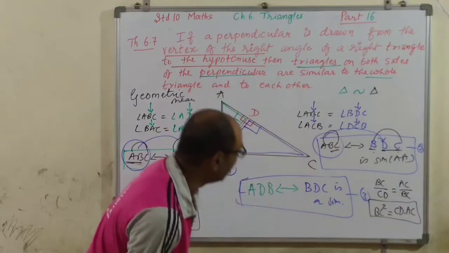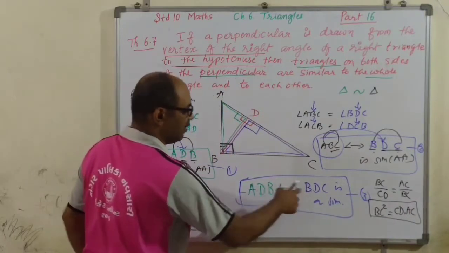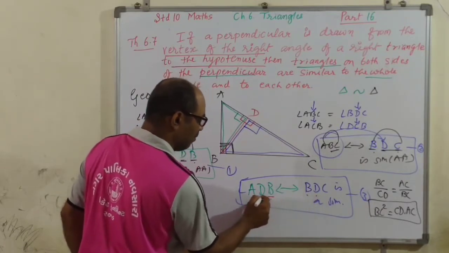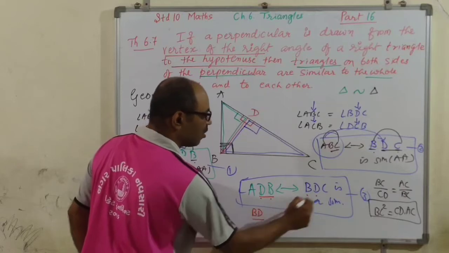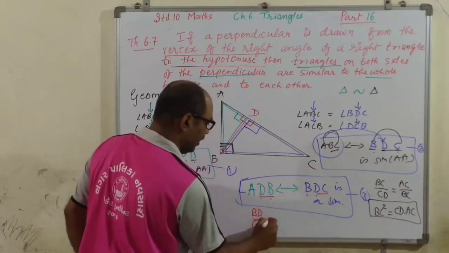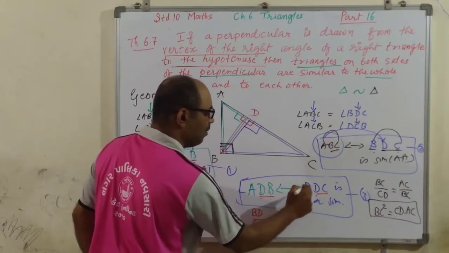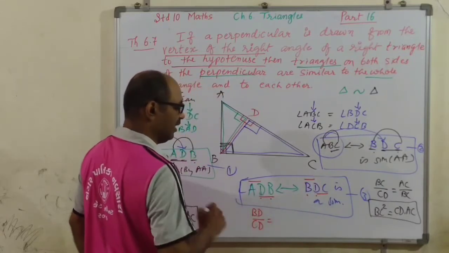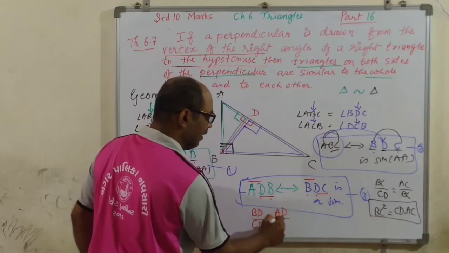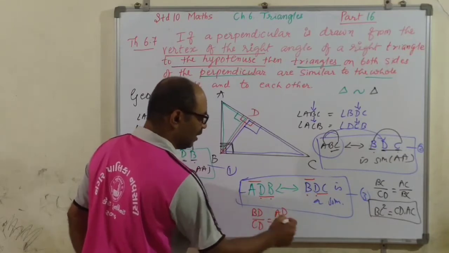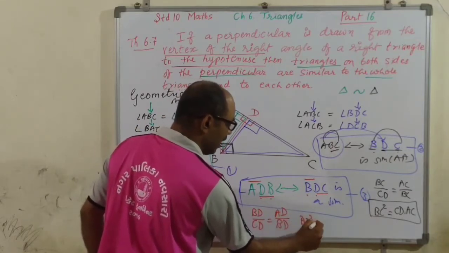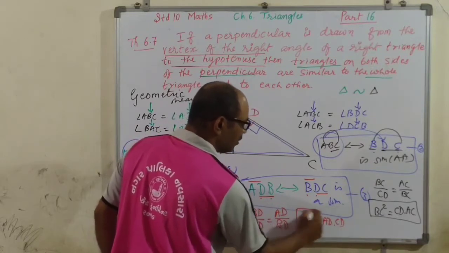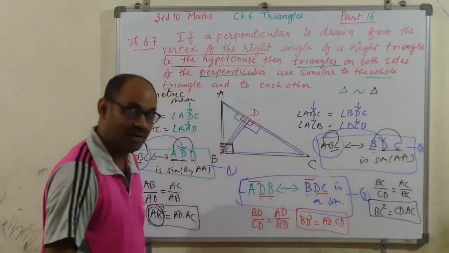And the third result, yes, what's common in this correspondence? D and B. Alright, if I pick up BD from here, the corresponding side is CD. If I pick up BD from here, the corresponding side is AD. So you get AD upon BD. Cross multiplication. BD square is equal to AD into CD. So this is the third result of geometric mean.